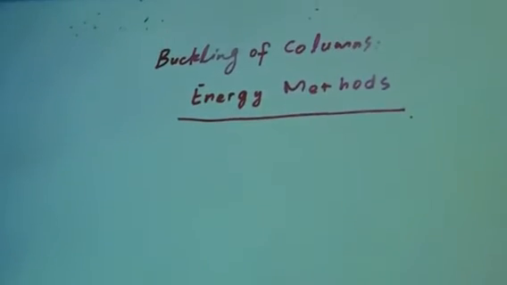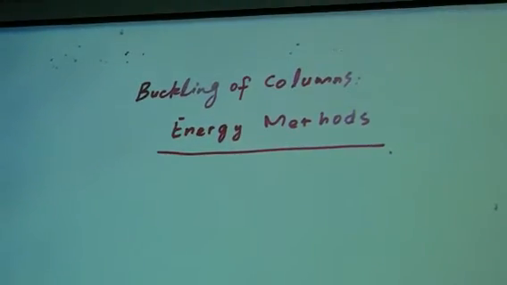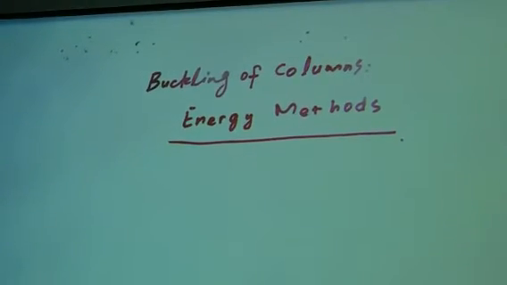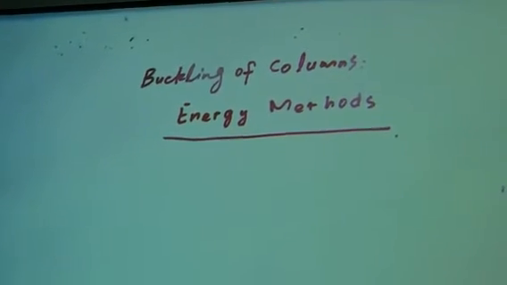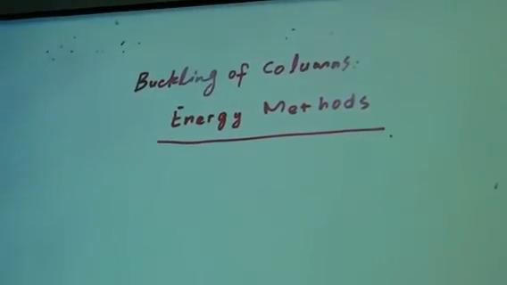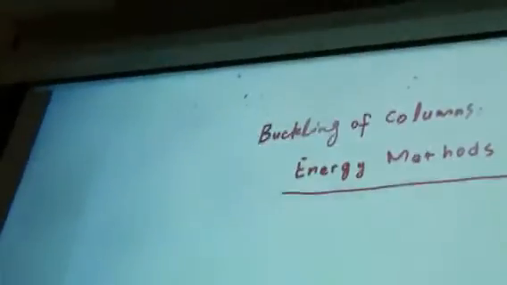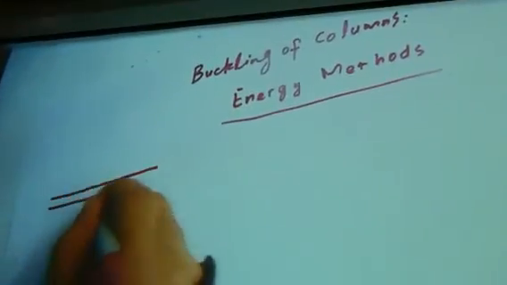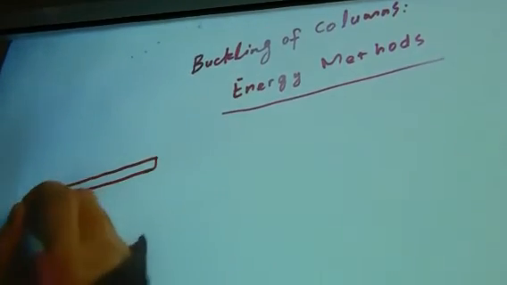What I have learned in the previous 3 to 4 lectures is analytical methods. We assume the deformed shape and solve that governing equation to get the buckling load. This one is the energy method. This one will be more convenient, but not that accurate. So what is the figure behind this?